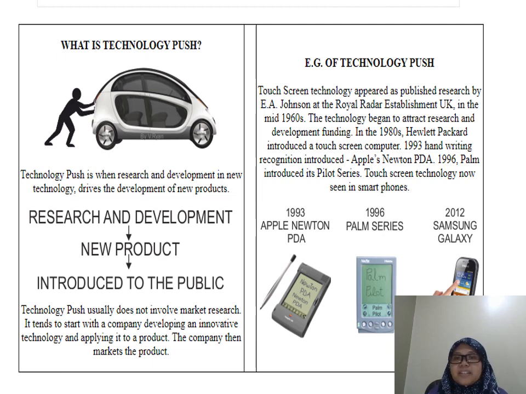It first appeared as published research in the UK in the mid 1960s, and then the technology began to attract research and development funding, which later on in the 1980s led Hewlett Packard to introduce a touchscreen computer. In 1993, handwriting recognition was introduced by Apple's Newton PDA. In 1996, Palm introduced its Pilot series. I don't know whether you have heard of this before, PDA, Palm. Probably you guys are the smartphone generation. And now you can see the touchscreen technology in the smartphone.